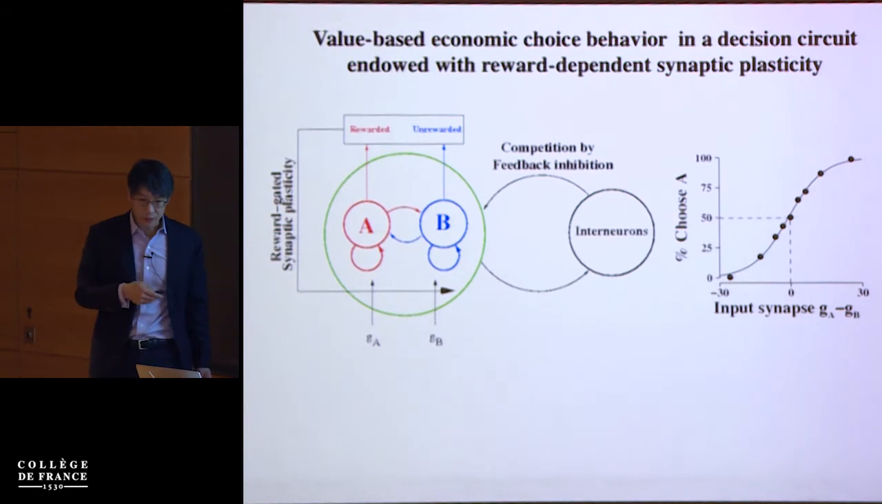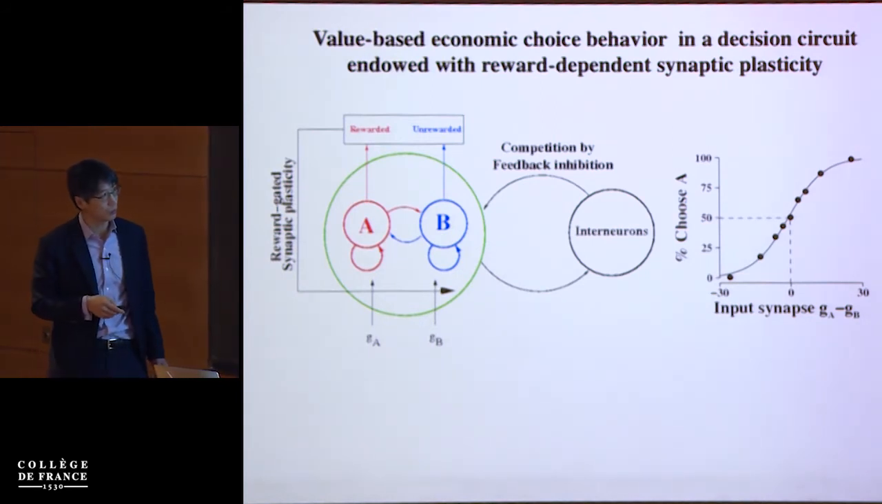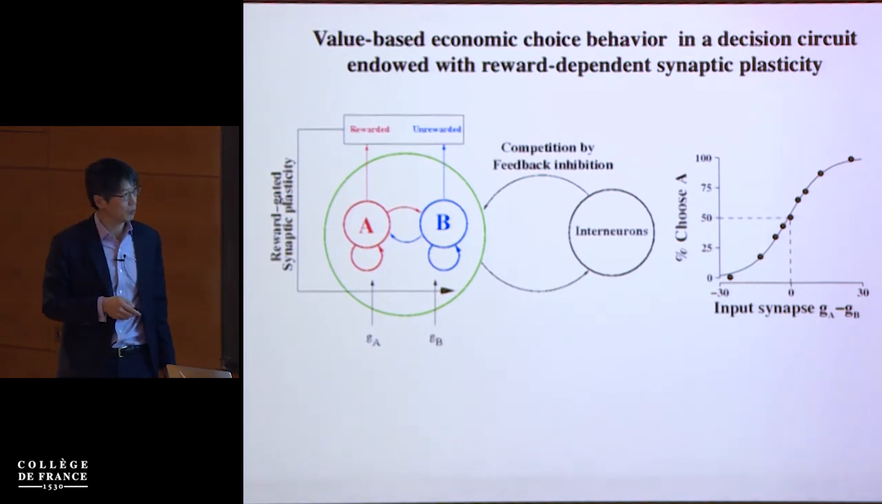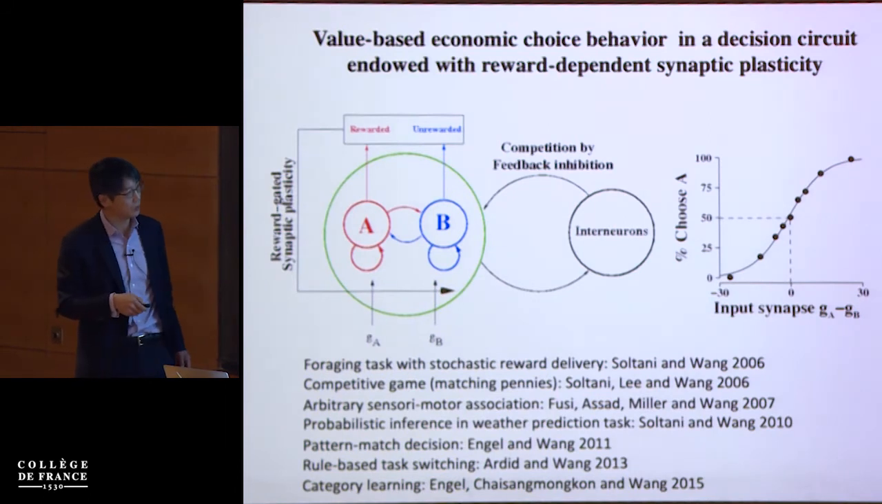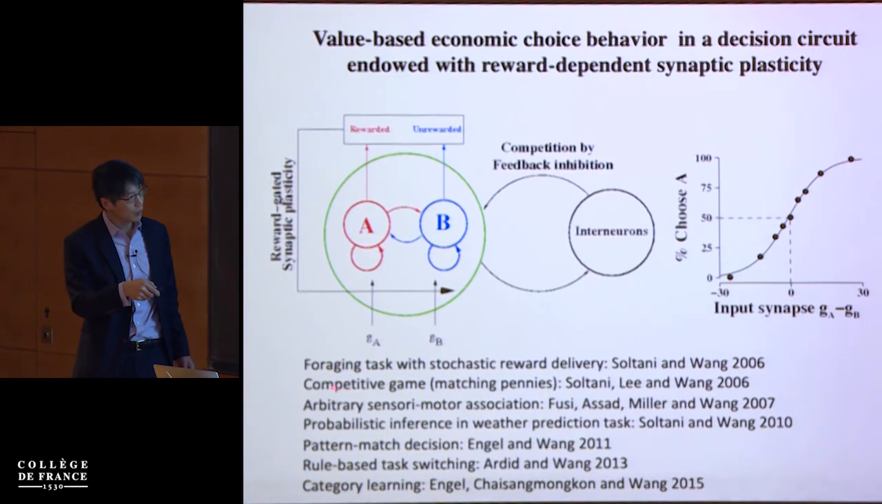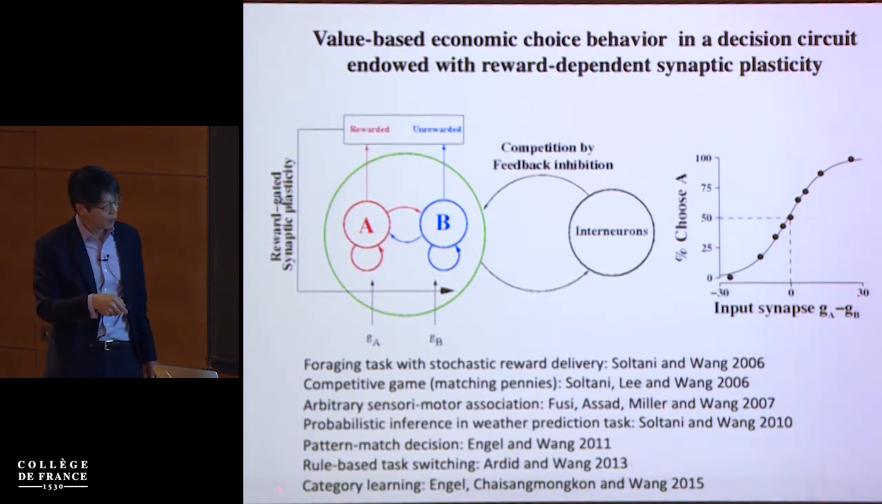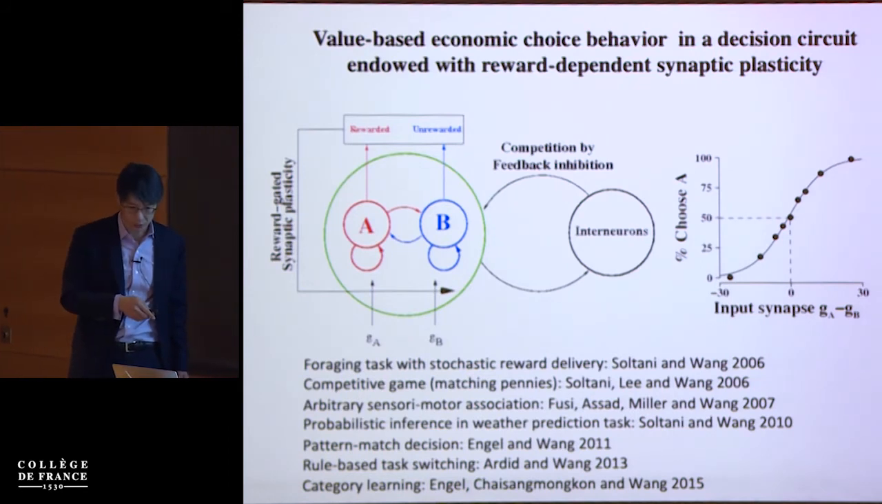Right? So we applied this idea to a number of situations. Actually, a rather simple plasticity rule I'm going to show you next slide can explain, using this model, a number of types of decision making tasks, such as foraging, competitive game, or even probabilistic inference. I'm going to spend a bit more time talking about this as an example, and categorical learning I'm going to mention as well.